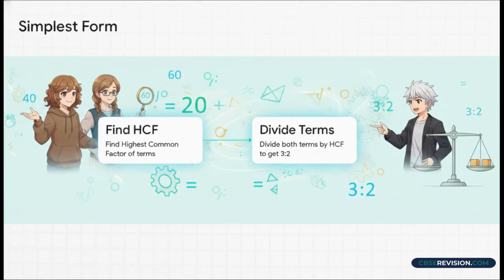Now, what's really cool is how we can make these big, clunky numbers much easier to work with. We do this by reducing ratios down to their simplest form. Step 1, we find the highest common factor, or HCF. You might remember this from earlier classes. For the numbers 60 and 40, the biggest number that divides both of them evenly is 20. Step 2, we just divide both terms by that 20. 60 divided by 20 is 3. And 40 divided by 20 is 2. So our simple, super easy to read ratio is just 3 to 2.